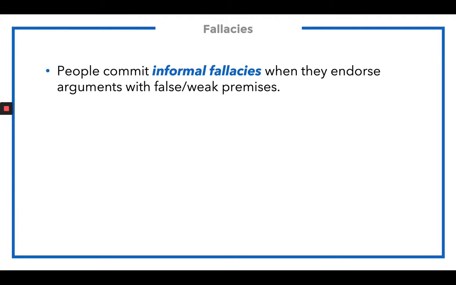You'll remember from the last lectures what an informal fallacy is: an error in reasoning, where someone endorses an argument that has false or weak premises. Again, it's not a formal fallacy where the structure is a problem. An informal fallacy is one where the structure of the argument is fine, or at least it could be. We could create an argument with a perfectly good structure, but it has a false or weak premise.